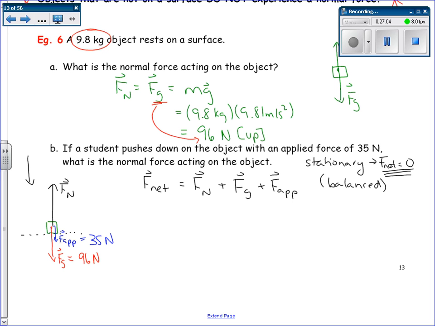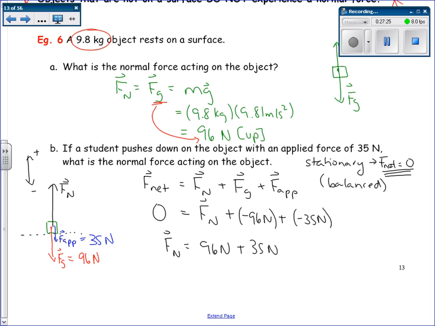And I'm going to make down negative and up positive. So F net is 0. Fn we don't know. But Fg is negative 96 newtons, and F applied is negative 35 newtons. So that when I solve this, I get that Fn is equal to 96 newtons plus 35 newtons, which will give me a normal force of 131 newtons, or with proper sig figs, 1.3 times 10 to the 2 newtons up. So I can change the normal force, the force of support, by exerting a force down, even though I'm not moving the object.